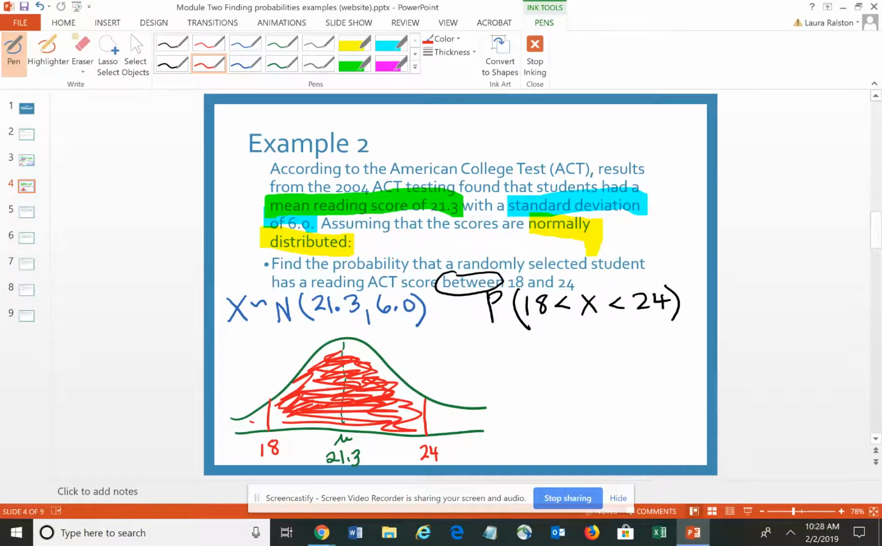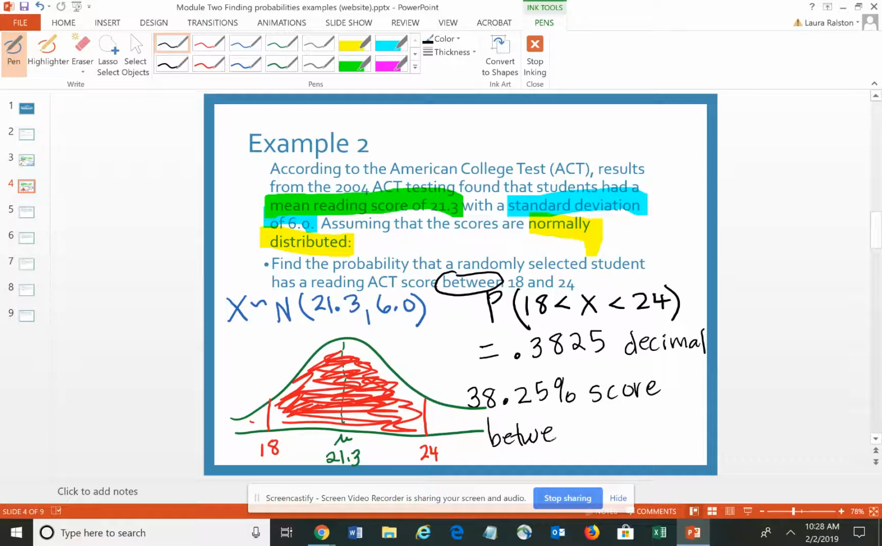Okay, so the probability written in decimal form is 0.3825, and again that's the decimal. If you need it as a percentage, you multiply by 100, so it would be 38.25% score between 18 and 24 on the reading ACT.